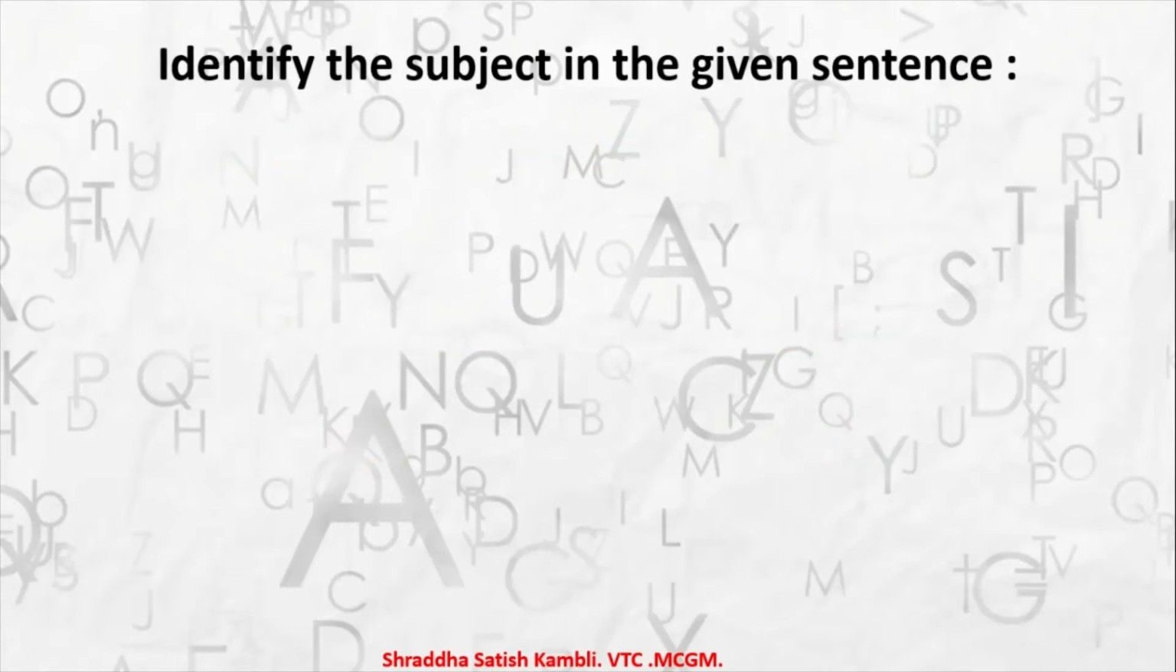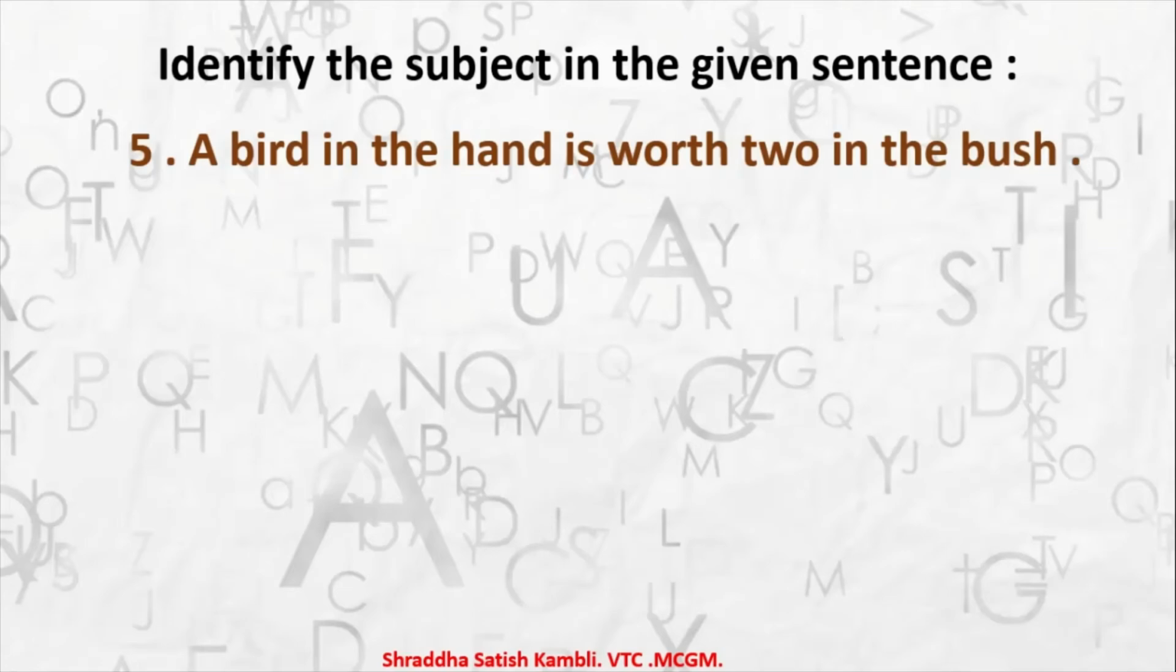Coming to the last example in this pattern. A bird in the hand is worth 2 in the bush. Okay, so you have one bird in your hand and you see 2 birds in the bush. You let go of this bird and you try to catch those 2. You are not able to catch those 2 also and you let go of this one also.